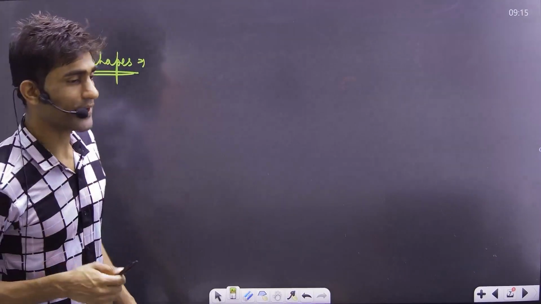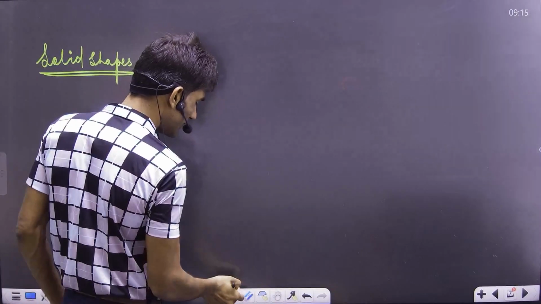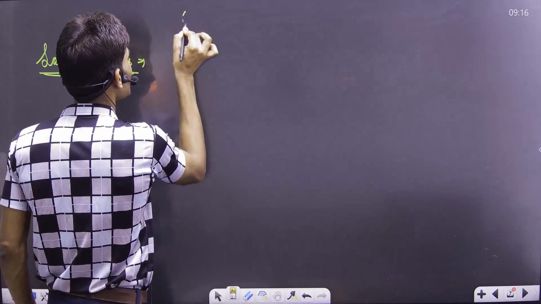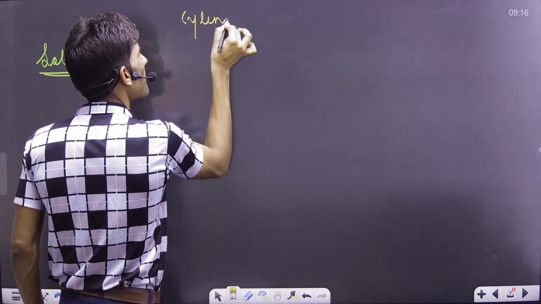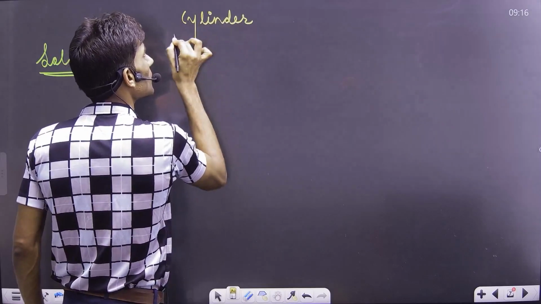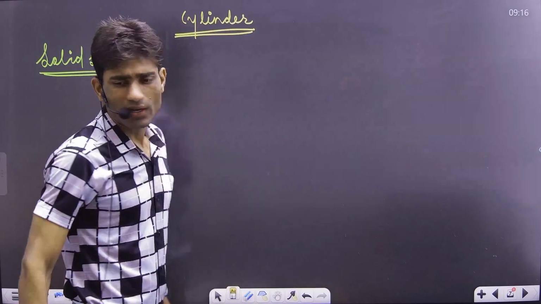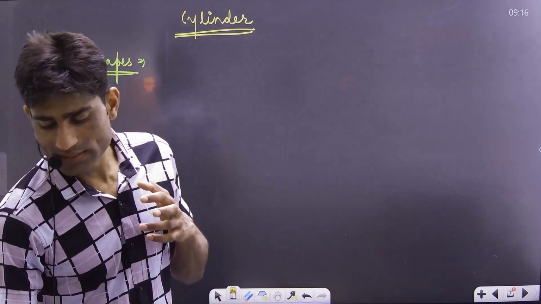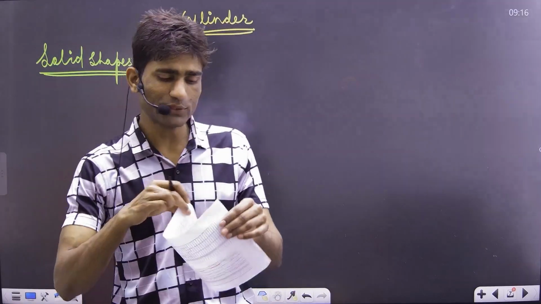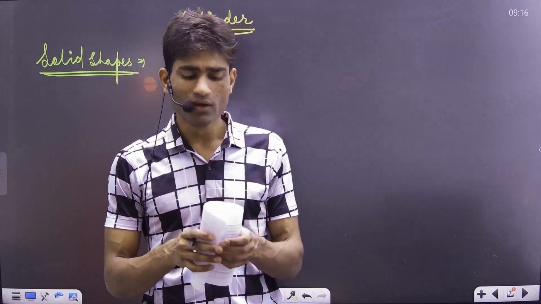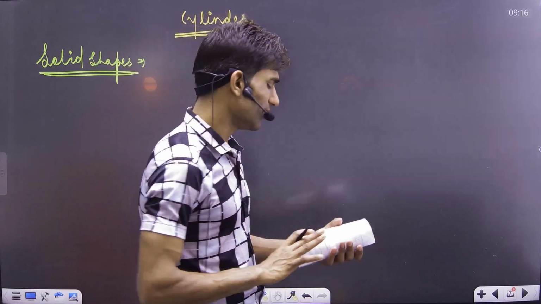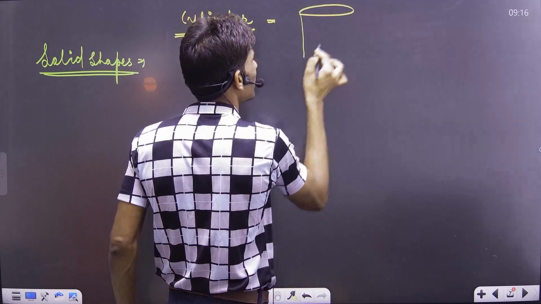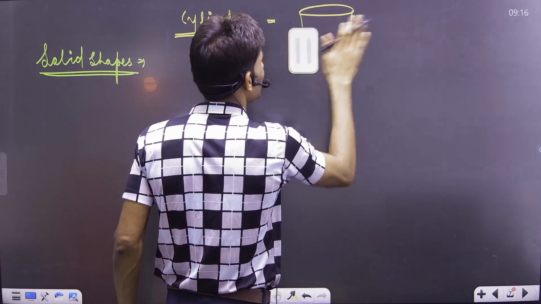It is a cylinder. Now what do you know about a cylinder? Let me make one figure for you all. What actually do we mean by a solid shape, a solid cylinder? We know that our cylinder looks this way. This one is our cylinder.